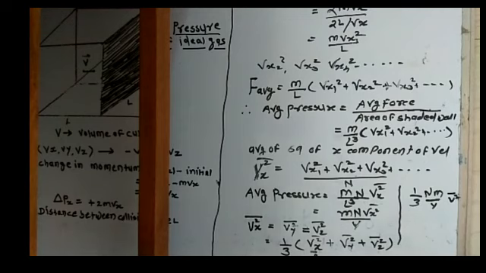In this expression, the area of the wall as well as the time for collision do not appear, and we conclude that the pressure of the ideal gas is the same for any arbitrary shape wall of the container.